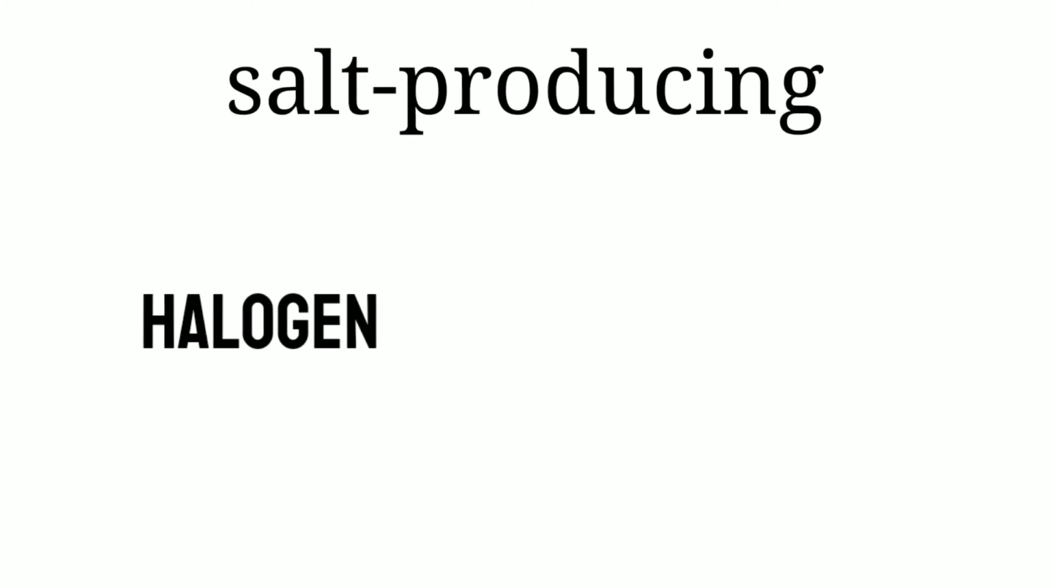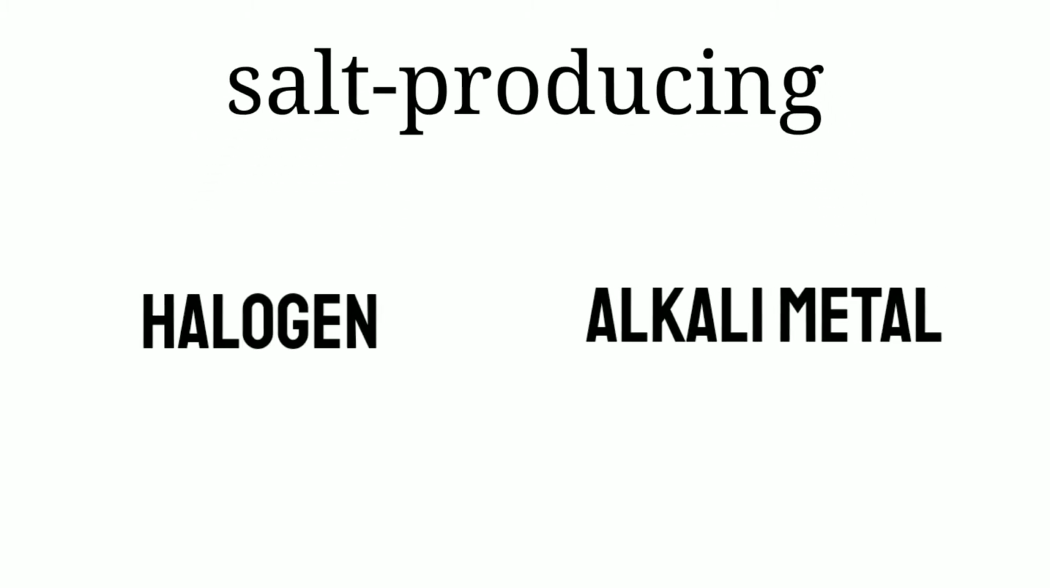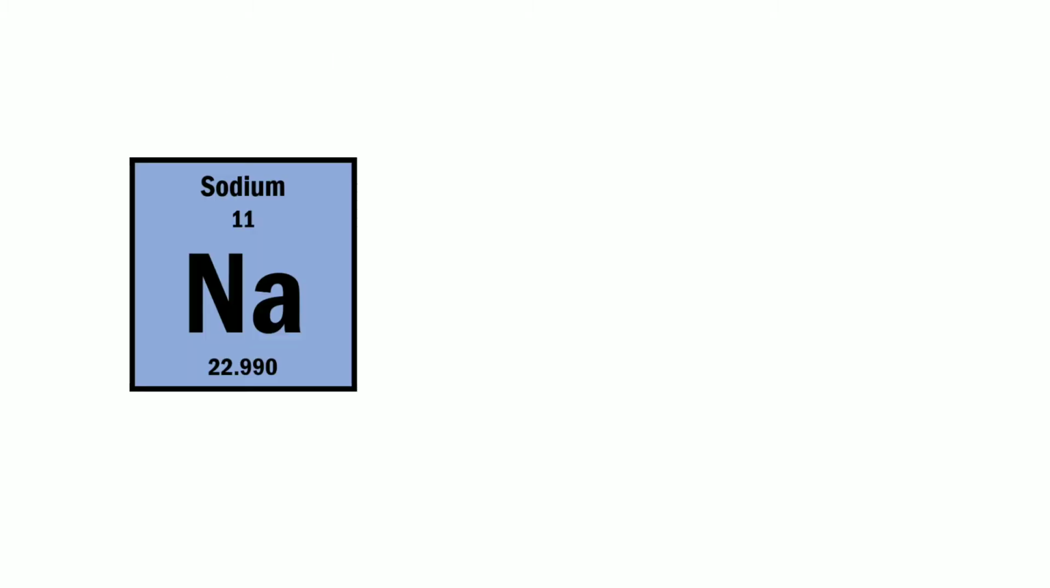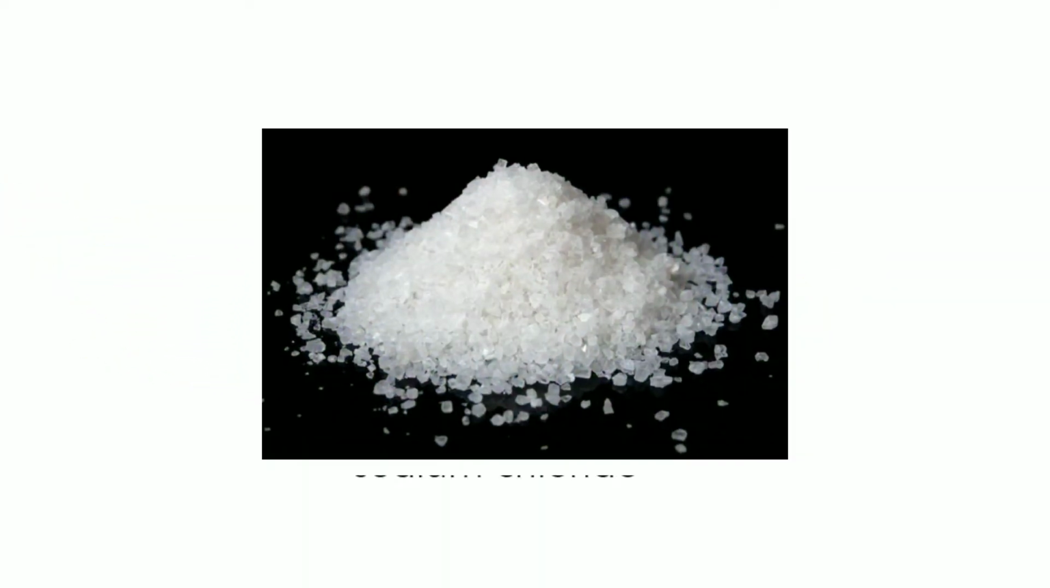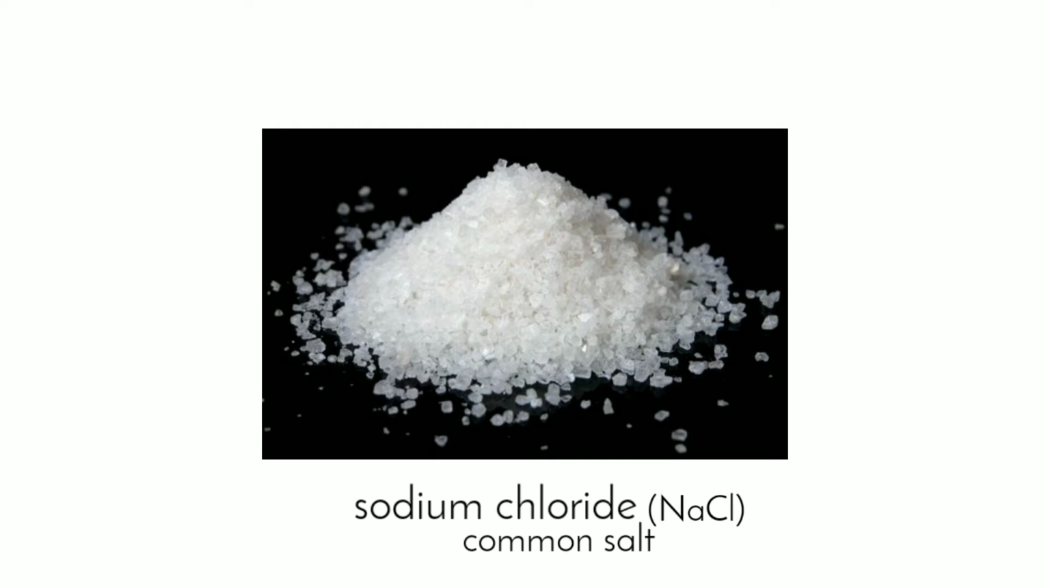When halogens react with alkaline metals, they can make salt. For example, when sodium and chlorine react together, sodium chloride, a common salt, is formed.